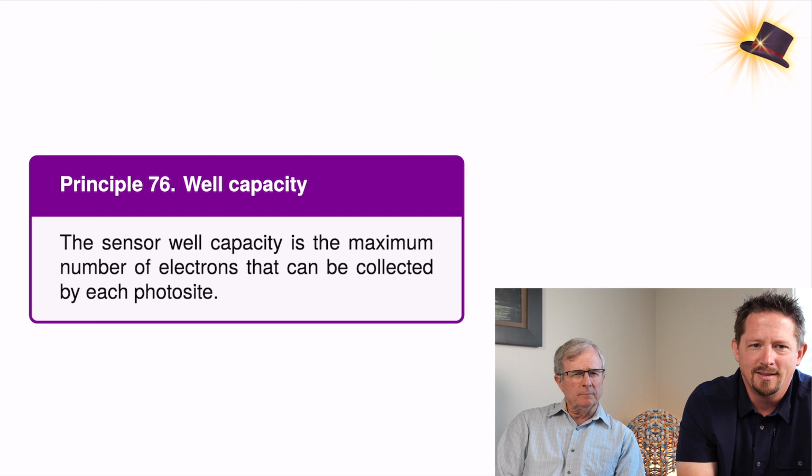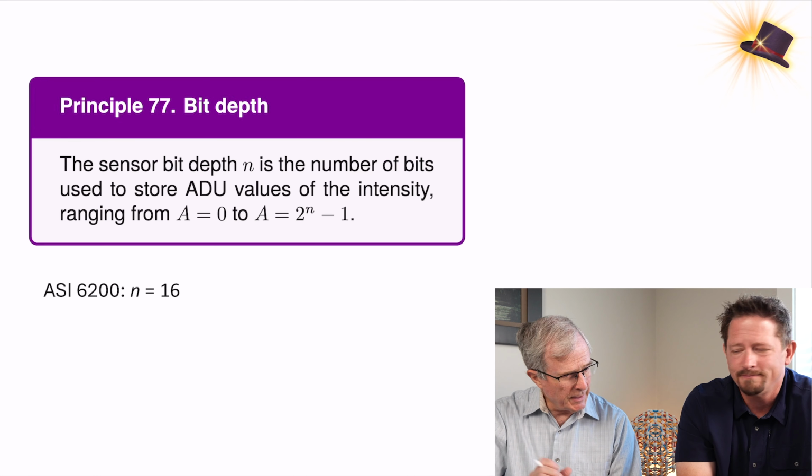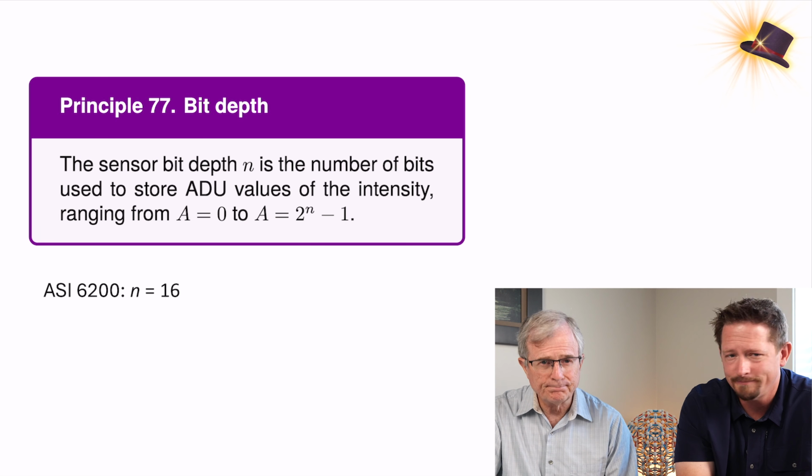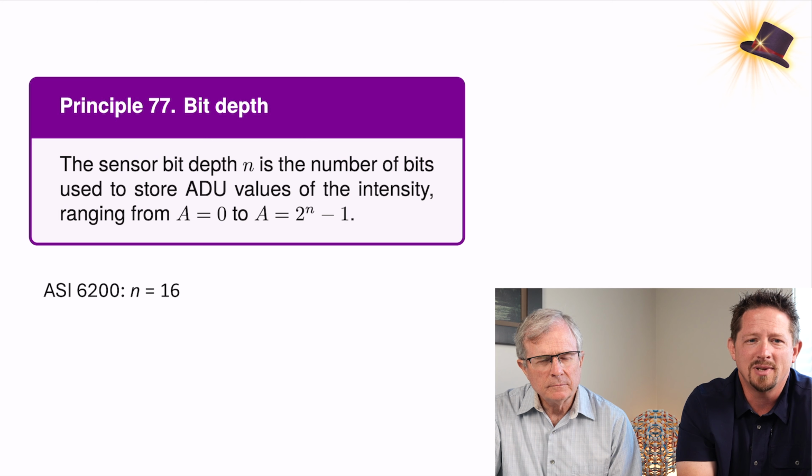Awesome. So that brings us to well capacity. The sensor well capacity is the maximum number of electrons that can be collected by each photosite. That's just the number of electrons you can put in that little well. That's all there is to it. It's still important.